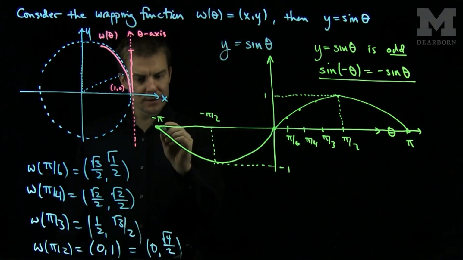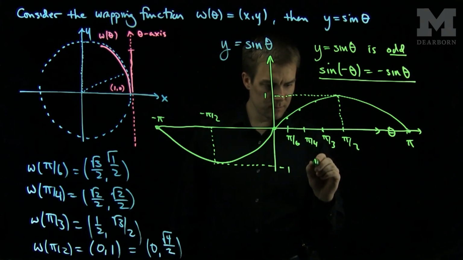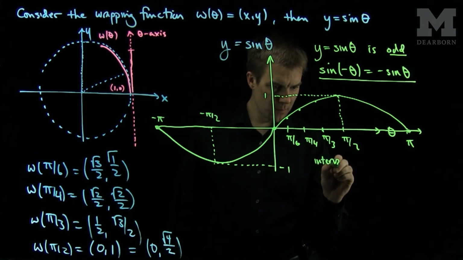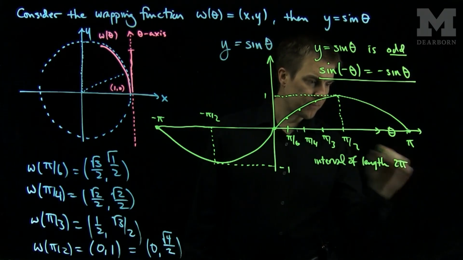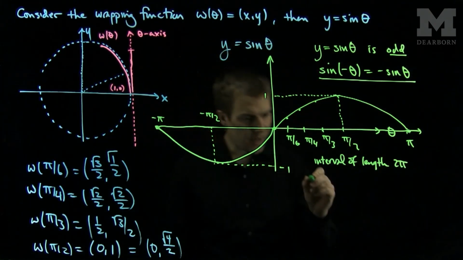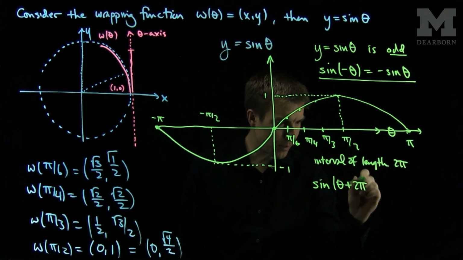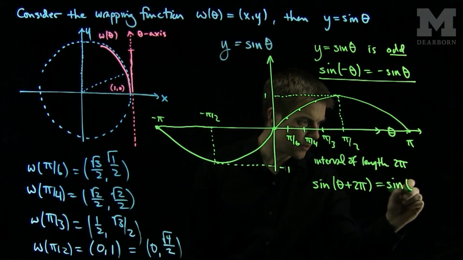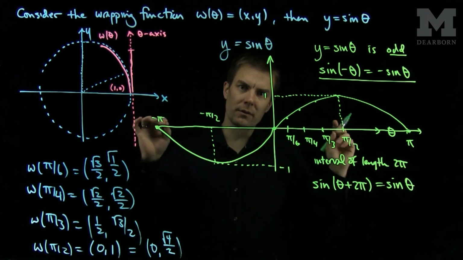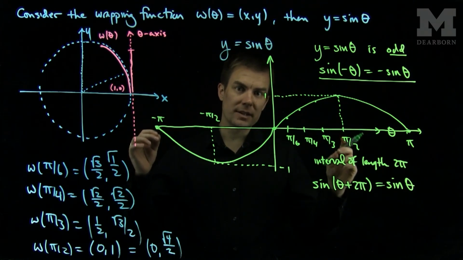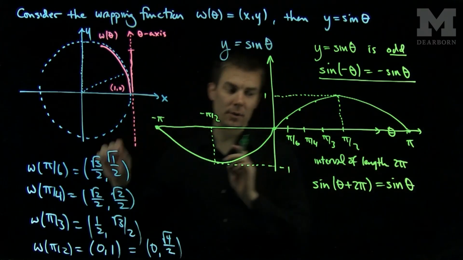Notice now that from negative pi to pi, we have an interval of length 2 pi. The periodicity of sine implies that the sine of theta plus 2 pi is equal to the sine of theta. So once we've graphed the sine of theta over an interval of length 2 pi, to plot the sine on further intervals, we just pick this graph up and slide it over either to the left or to the right.